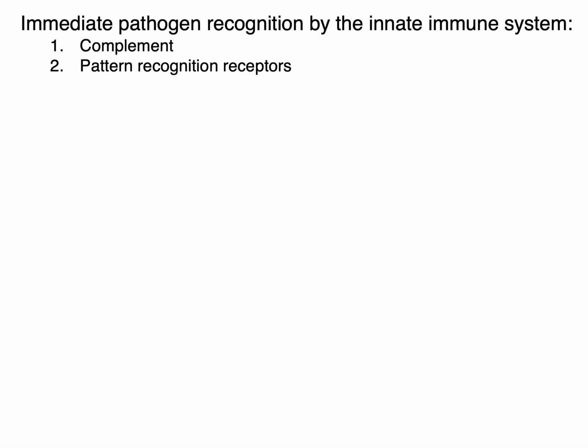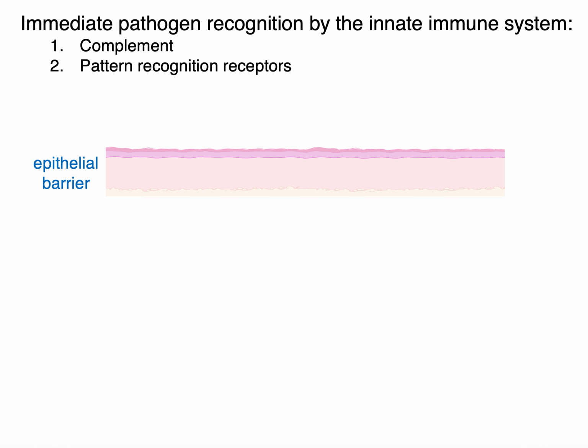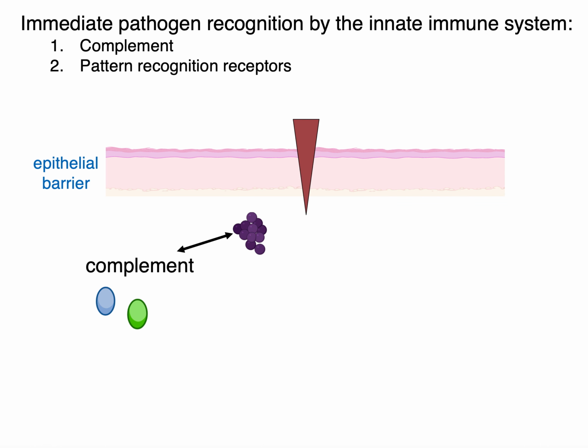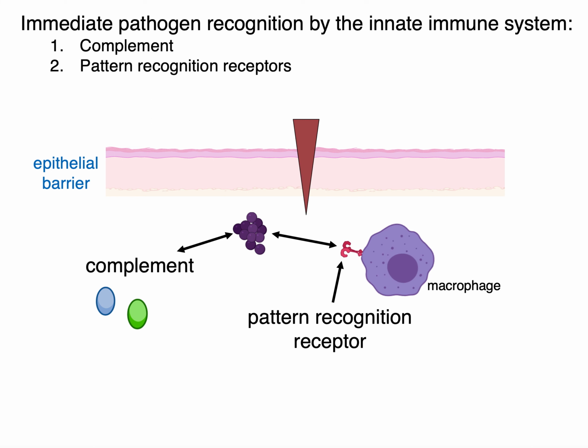Pathogens can be recognized immediately by the innate immune system, and we're going to focus on two components of that recognition: recognition by complement and recognition by pattern recognition receptors. So let's go back to our compromised epithelial barrier with an infection with some bacteria. These bacteria can be recognized immediately by complement components. They can also be recognized by innate immune cells bearing a class of receptors that we will term pattern recognition receptors. So let's start thinking about complement first.